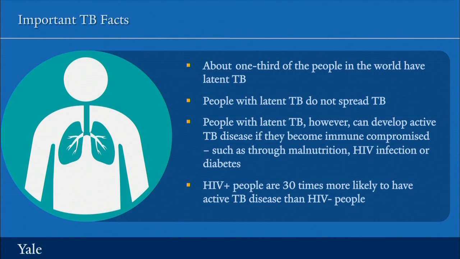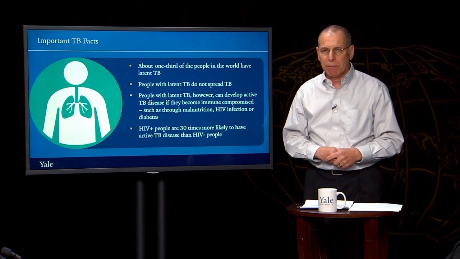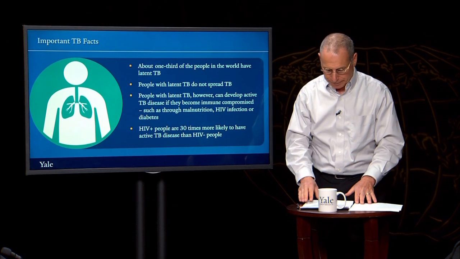It's also especially important to note this important relationship between TB and HIV. An important share of the people with TB have HIV, and an important share of the people with HIV have TB. And people with HIV, because HIV compromises your immune system, are 30 times more likely to have active tuberculosis disease than people who are HIV negative.